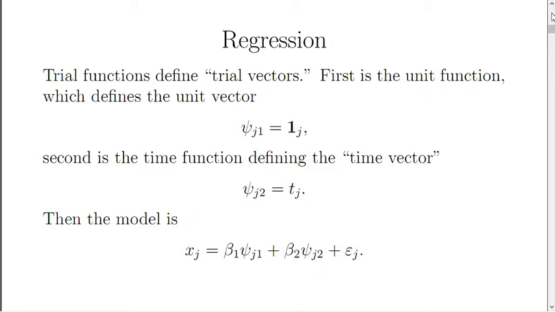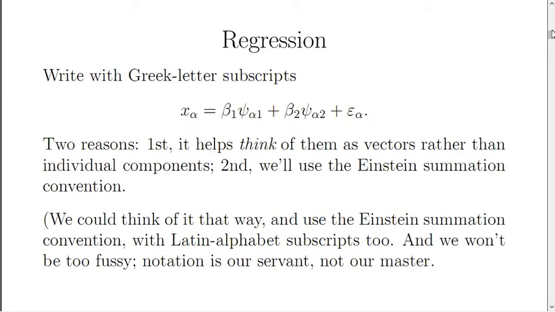So our model is that a data value is equal to some parameter times our first trial vector, plus some other parameter times our second trial vector, plus some stochastic part. We can call it noise if you want, even if it's not necessarily noise. I'm going to write them as Greek letter subscripts instead of Latin letter subscripts. So it's the same equation. I just substituted alpha for j.